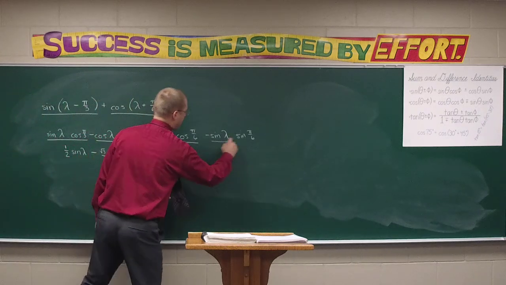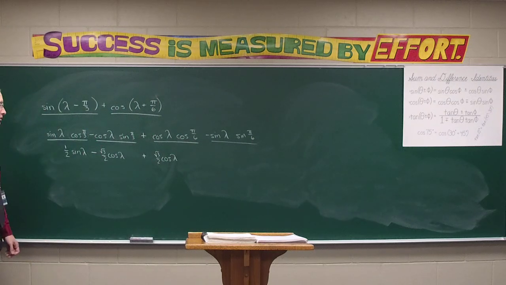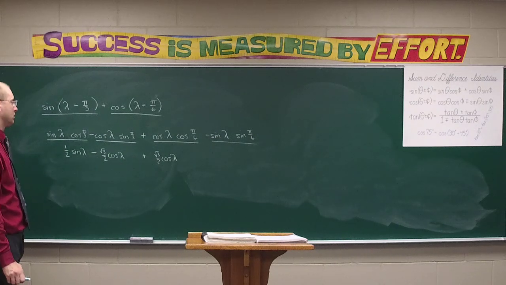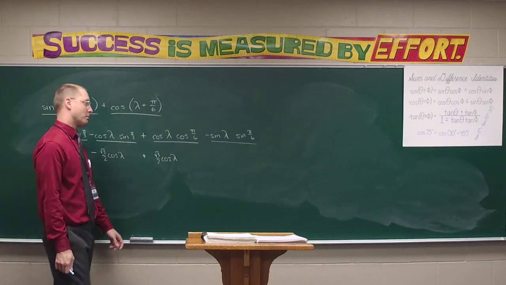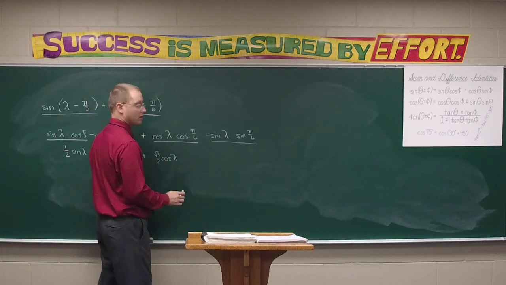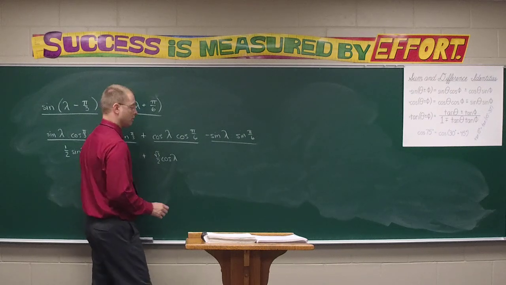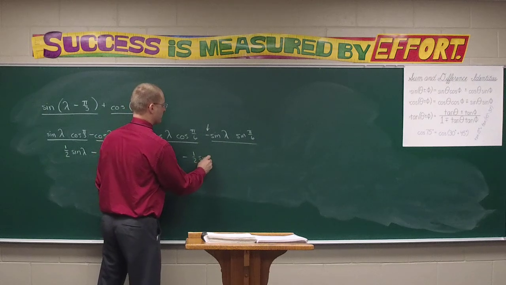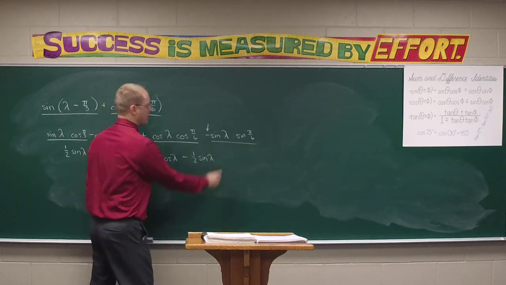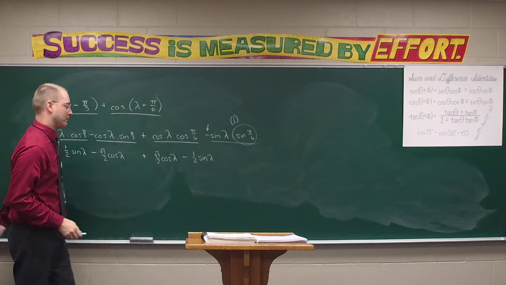At your seats, do the last one. What do we get, anyone? One half. Negative one half sine lambda. This becomes a one half, multiplied by negative sine lambda, becomes negative one half sine lambda.